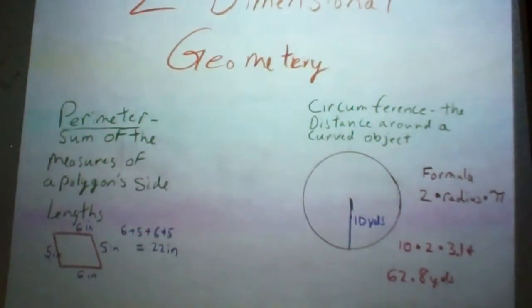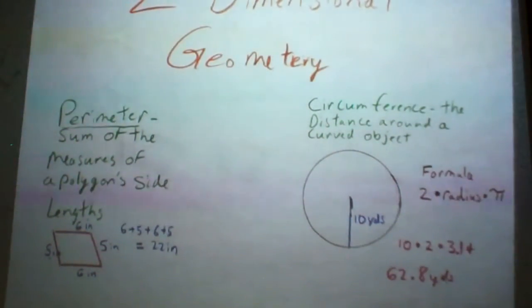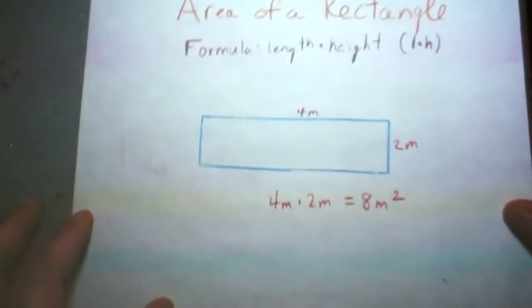So for this example, we had a radius of 10 yards. So we take 10, multiply that by 2, and multiply that by 3.14, and we'd end up with a circumference of 62.8 yards. So from our measures on the outside, we're going to look at measures on the inside. We're going to talk about area.